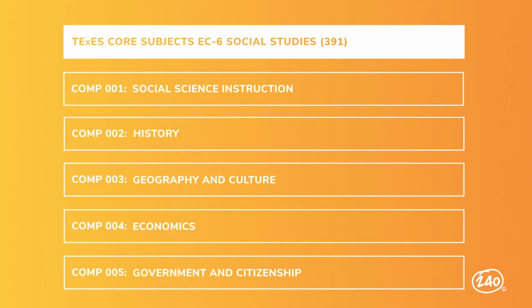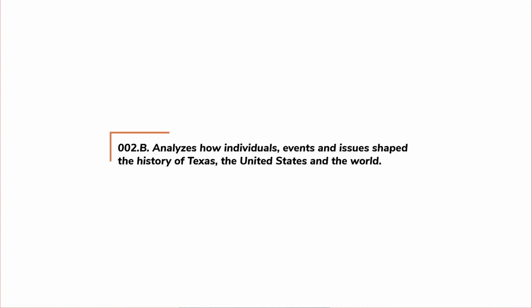Anyway, now the broadest category of the test is going to be history, because it can really cover anything from the beginning of history until today. And the test makers get a little unfair with the standards of history. Let me show you what I mean. Competency 2, which is history. Item B states that a beginning teacher needs to analyze how individuals, events, and issues shaped the history of Texas, the United States, and even the world.